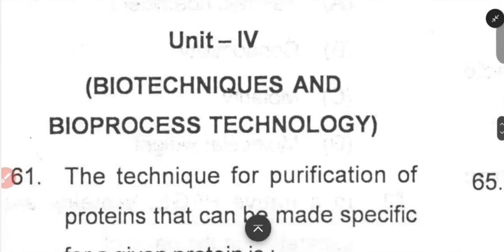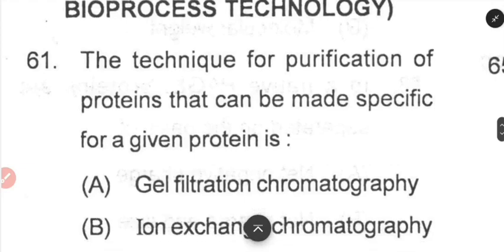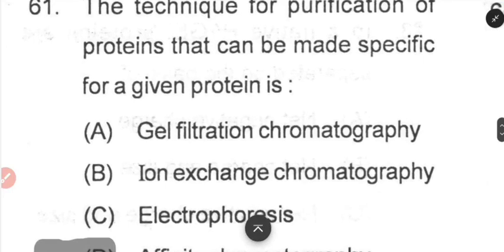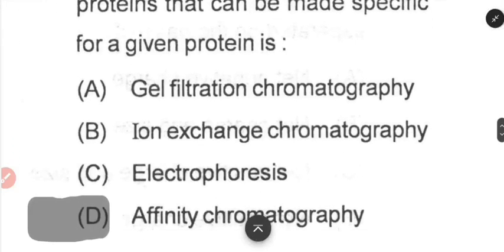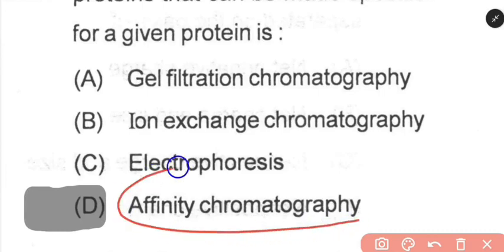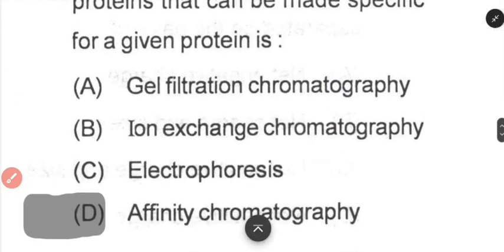Okay, next question from biotechnics and bioprocess technology. The technique for purification of proteins that can be made specific for a given protein is called affinity chromatography. What is the technique? It's called affinity chromatography, in which we strain out the specific proteins. We strain out specific proteins by using affinity chromatography technology.